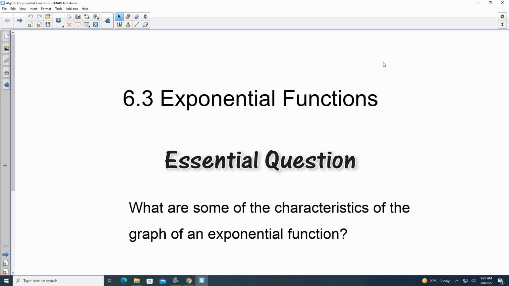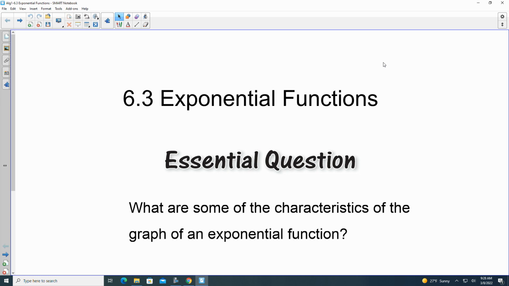In this lesson, we're looking at 6.3, where we're going to find exponential functions. By the end of this particular section, we are going to be able to graph an exponential function. What that means is one of the variables is going to be the exponent. And it just so happens that this one will be x.